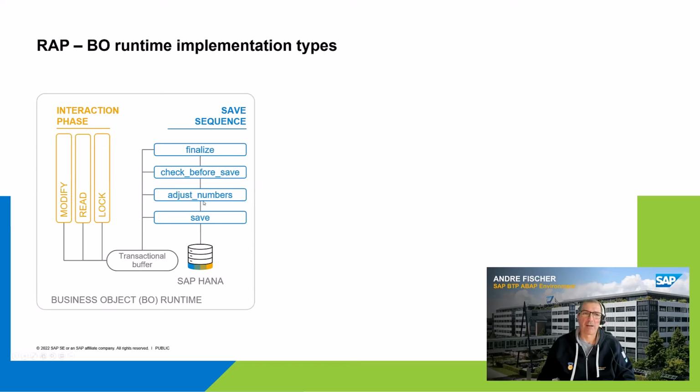So first the data is finalized, and in the adjust number phase, that's the point of no return, everything must be consistent. And if something goes wrong there, the framework would react with a dump before finally saving the data. If it's successful, the data is then saved to the database. And the transactional buffer, this is something that would, in this case, be provided by the framework, because we have used a so-called managed application.